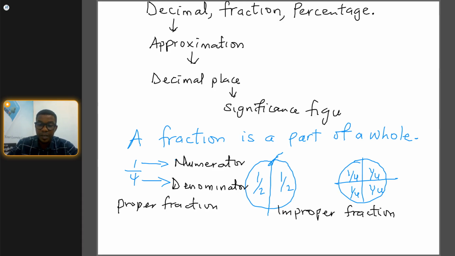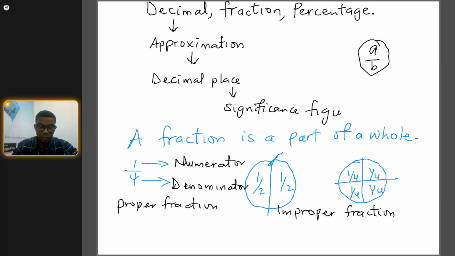If a fraction is expressed as a over b, I'm asking you to give me an example of a proper fraction. 1 over 5, great. Onome, that's a great response. Do you have another one? Any other person that can give us an example of a proper fraction? Okay, so we'll make use of what Onome gave us.